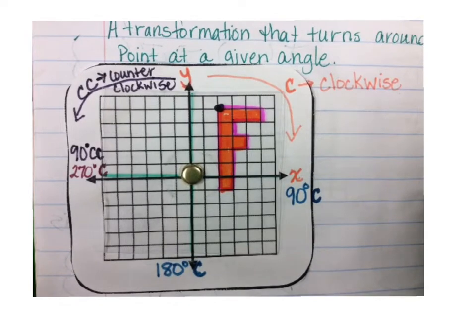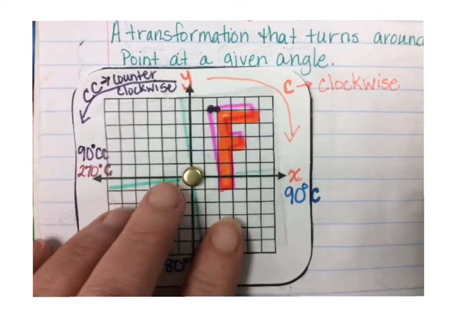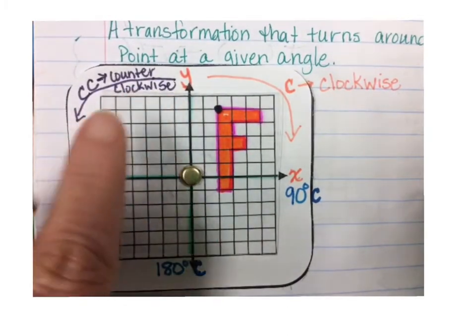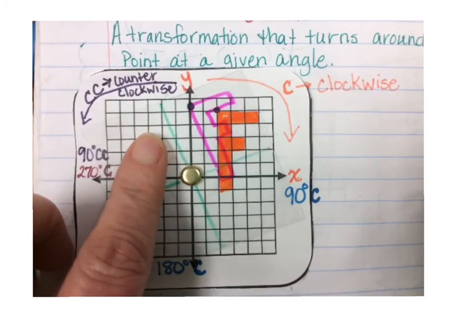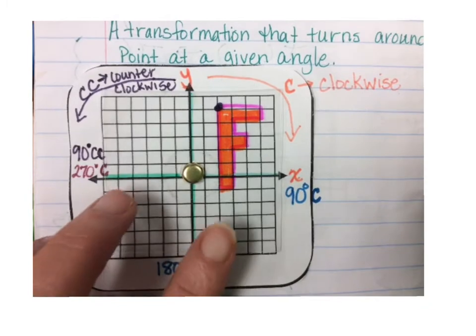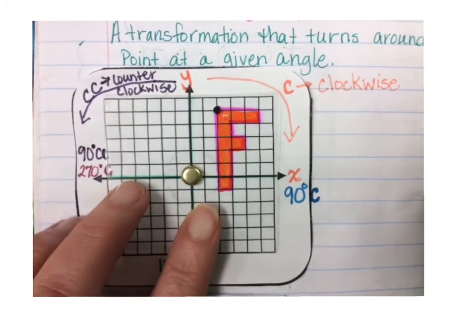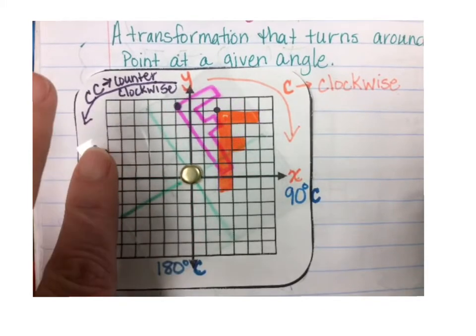Okay, we have talked about clockwise. We talked about the rotation going clockwise. Now we're going to talk about counterclockwise. If you're looking at a clock, it goes the opposite way of the hands. So we're going to start from the original point, and we are going to move counterclockwise 90 degrees.